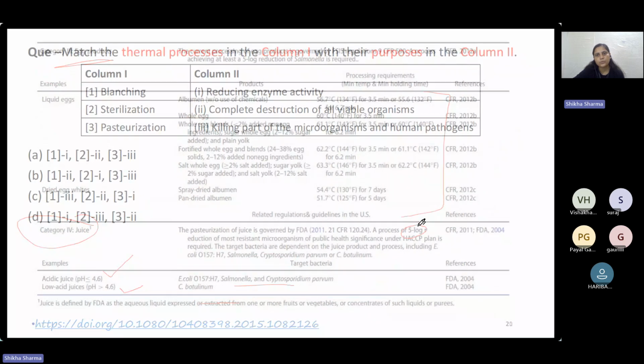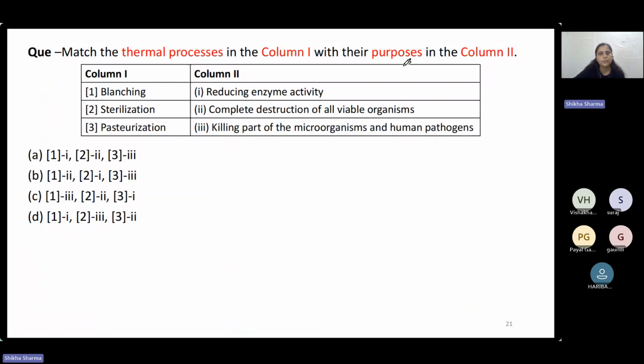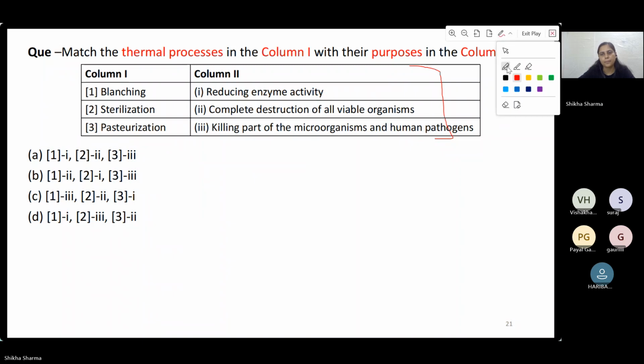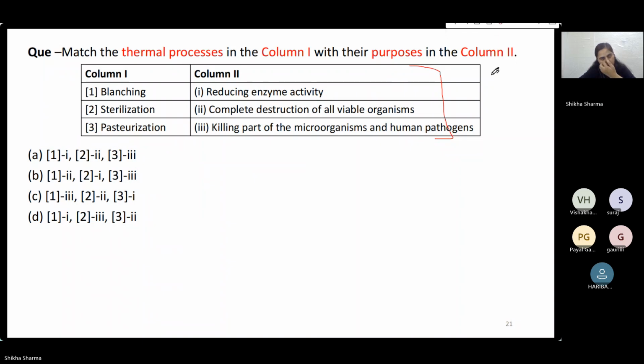So can we move to the next question? This question, match the following one. Any doubts so far?